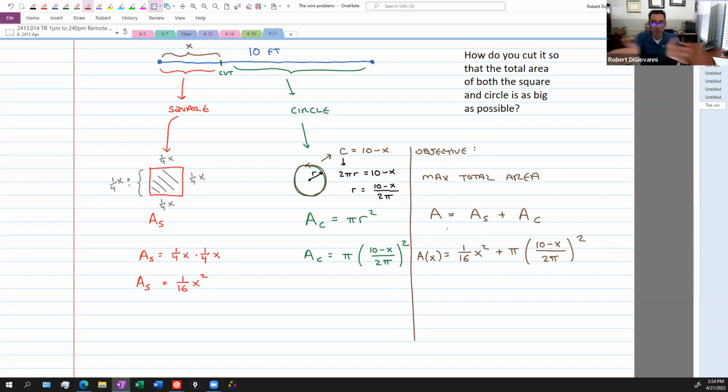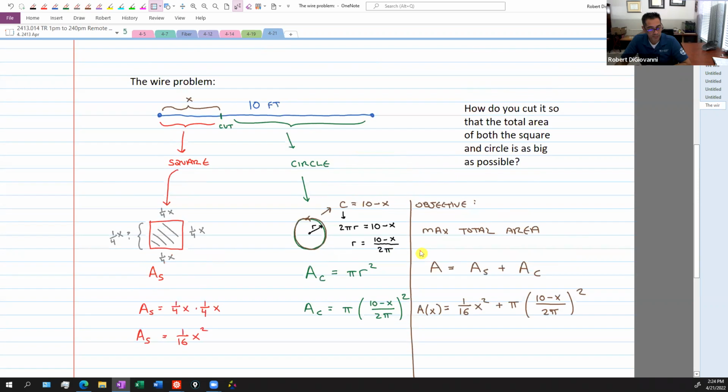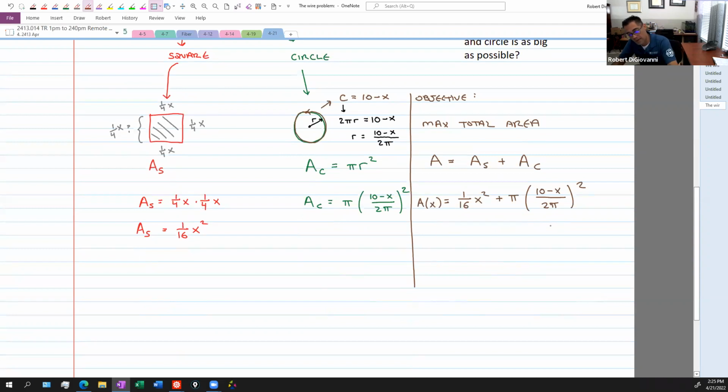So now we have to choose open or closed interval. Is there a restriction on x? What's the smallest x could be? It could be 0, but then we're using the whole wire for a circle, right? Or it could be 10, but then we're using the whole wire for a square. So I have a closed interval this time, 0 to 10.